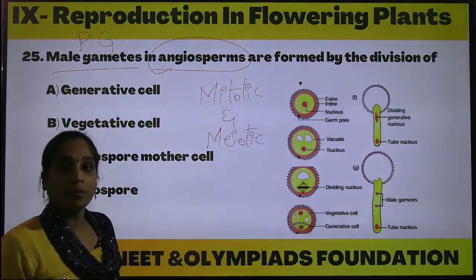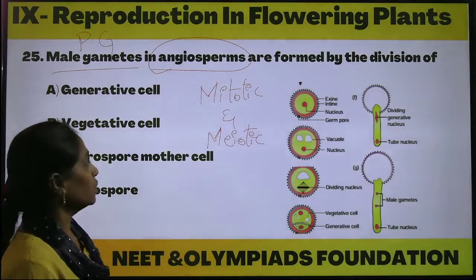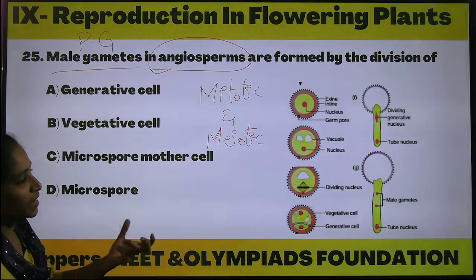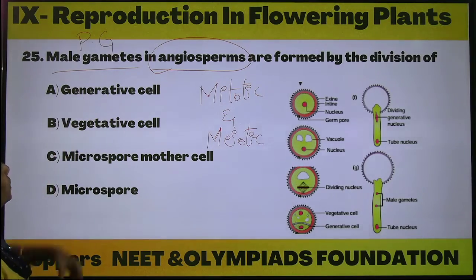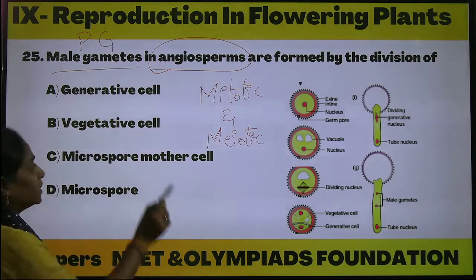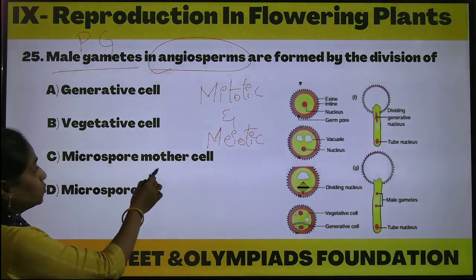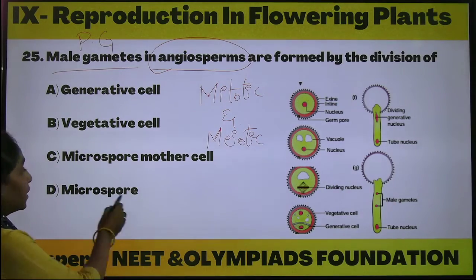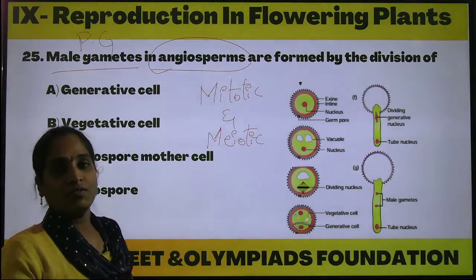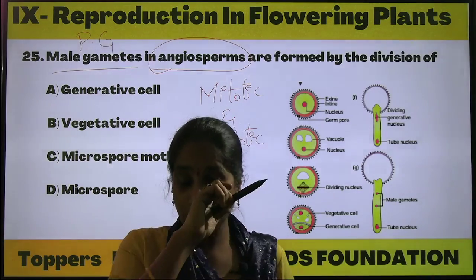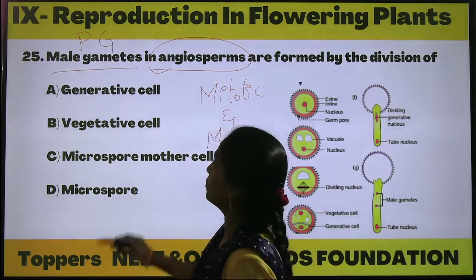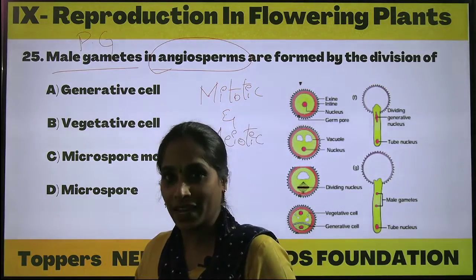Mitotic and the meiotic cell division, okay. So out of these two, which kind of cell is undergoing the formation of a male gamete? Is that the generative cell, the vegetative cell, the microspore mother cell, or the microspore? Generative cell, the word generation itself indicates, yes, it's the correct option. The generative cell, which is present inside the pollen tube, is responsible for formation of a male gamete, okay.